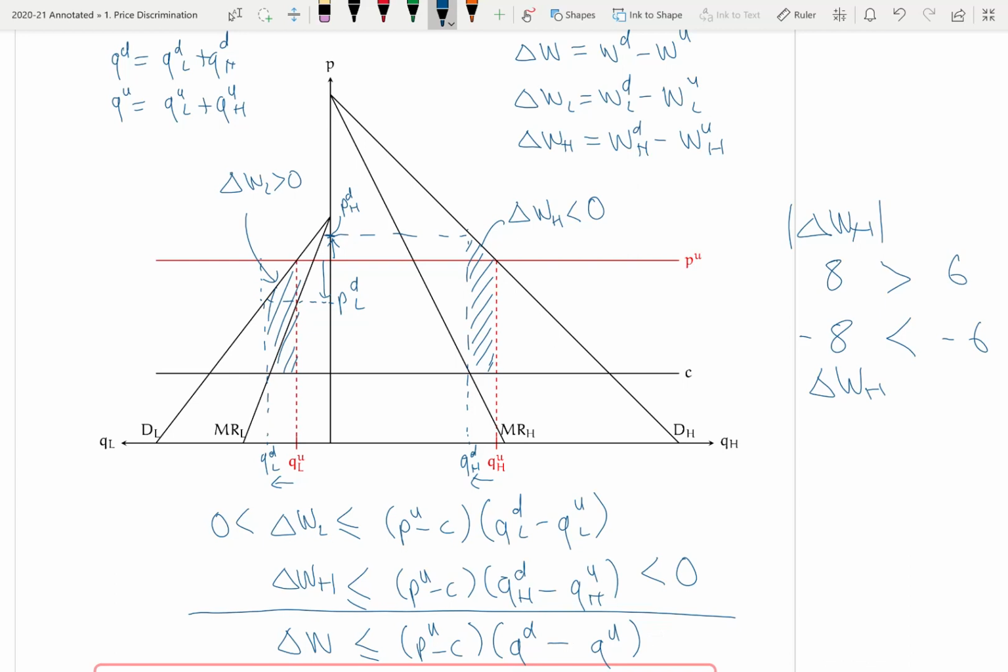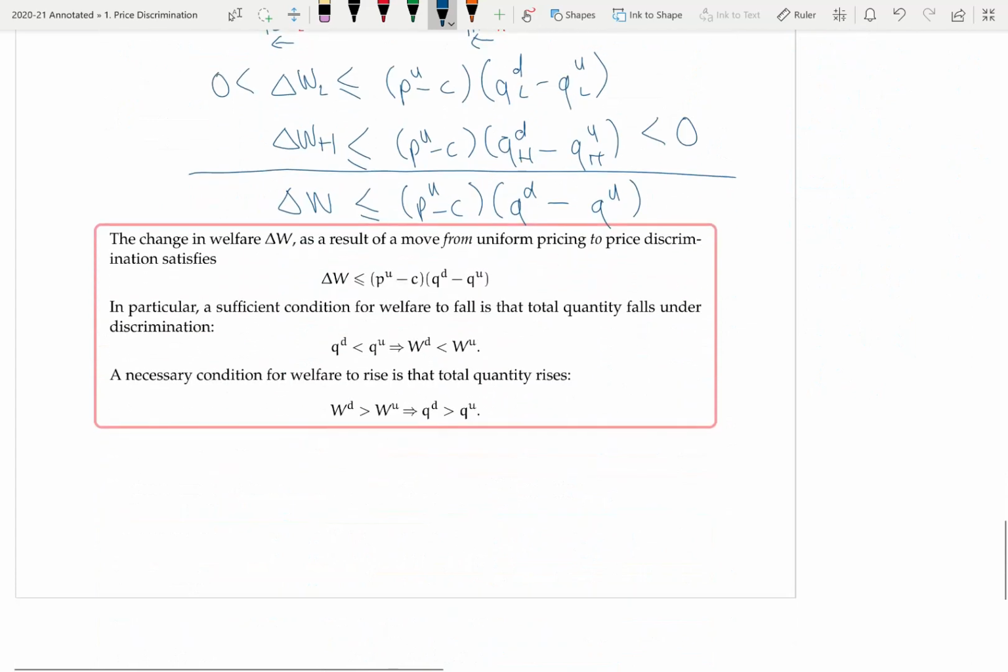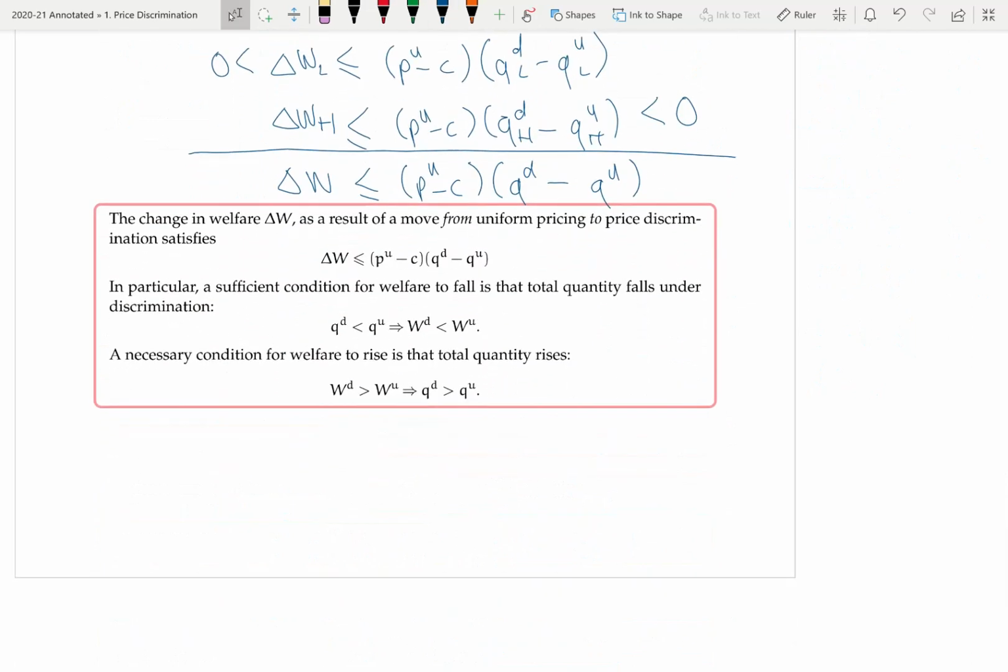The change in welfare is less than or equal to this quantity, which is the price under uniform pricing minus the marginal cost multiplied by the change in the quantity from uniform pricing to price discrimination. So in the red box here we have that inequality. And what can we conclude from this inequality? Well, we can conclude two things.